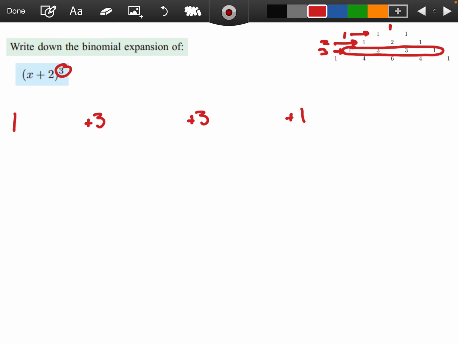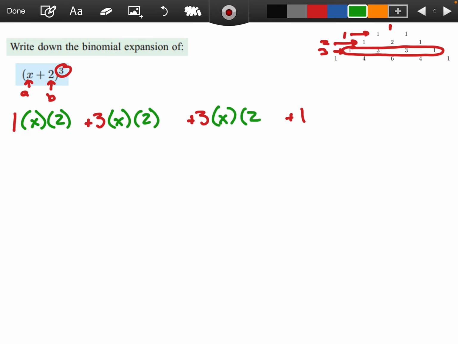The next step is to identify these as A and B, the individual terms of your binomial. The first one is A, the second one is B. Each of those needs to get put behind each of the coefficients. So we'll put an x and a 2 beside each of these coefficients.